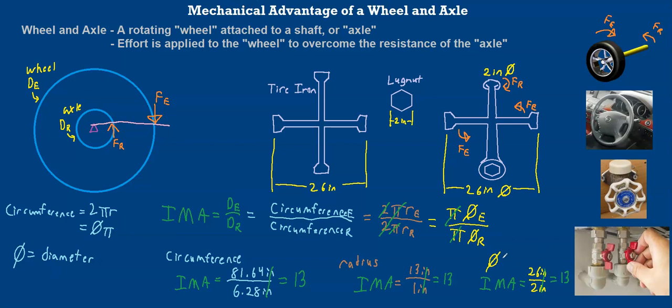And so the point is, it doesn't matter which version of the numbers you are given. You could be given a diameter, you could be given a radius, or you could even be given the circumference. And if you want, you could calculate out the circumference. Although it's not necessary, you will get the same IMA no matter what. Assuming, of course, if you use the circumference of the effort, you use the circumference of the resistance. If you use the diameter of the effort, you use the diameter of the resistance. You cannot mix and match. You won't get the same answer. But as long as you are using consistent measurements, you will get the same mechanical advantage whether you are using the circumference, the radius, or the diameter.